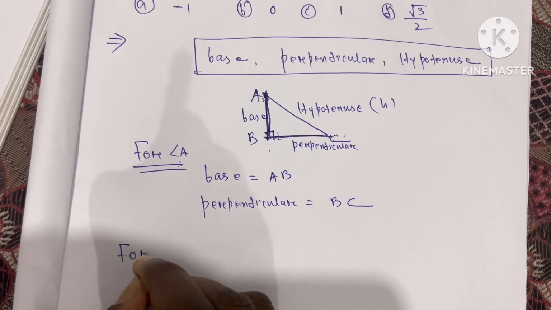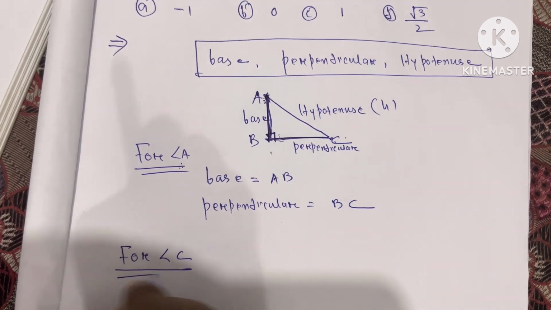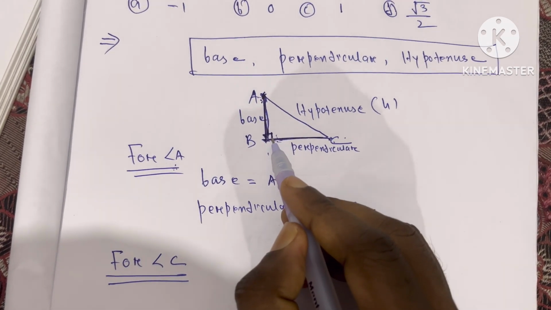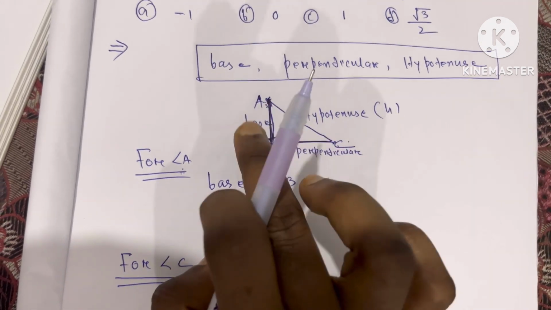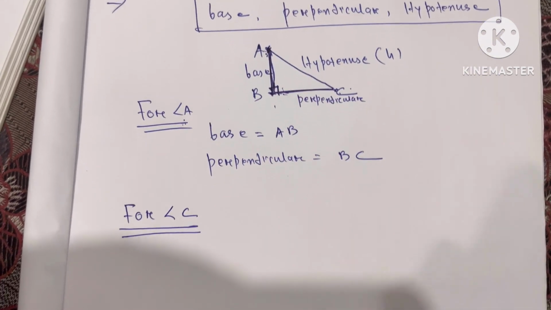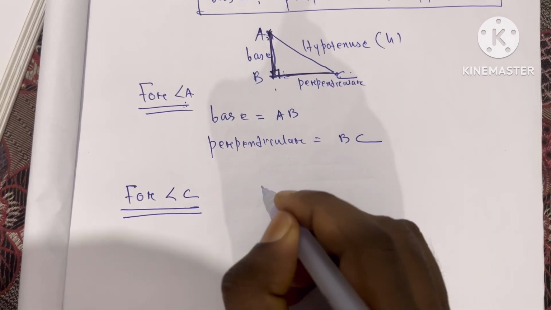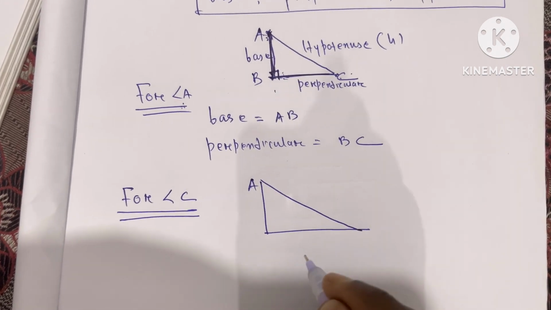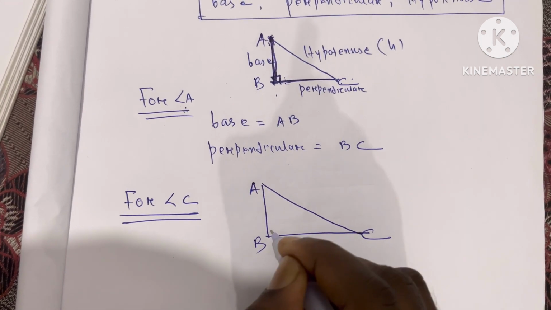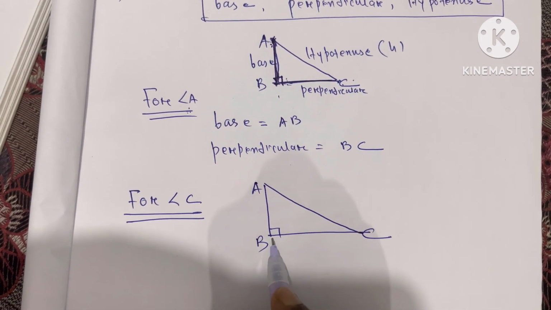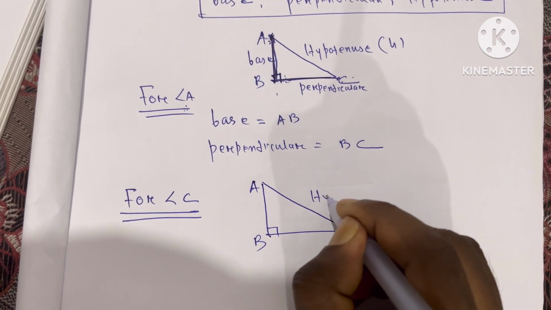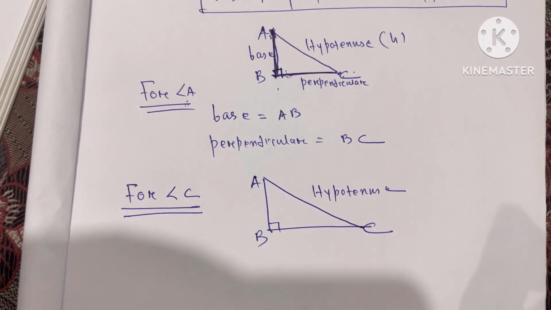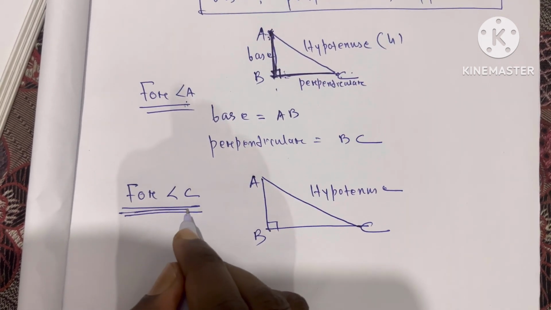If you consider angle C, we cannot consider angle B, because B means 90 degree. Opposite of 90 degree is fixed. Always opposite of 90 degree means hypotenuse. But if you consider angle C, then same triangle. If I draw here the same triangle, suppose the name is ABC, and B is 90 degree. That's why hypotenuse is fixed. Hypotenuse is equal to AC.